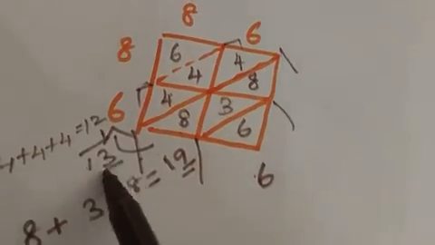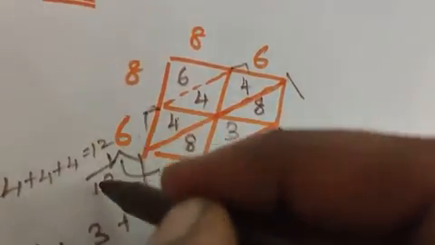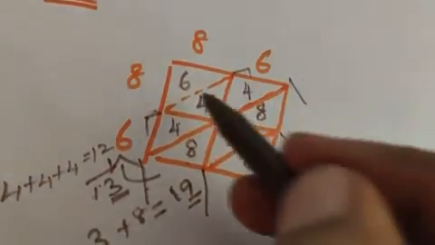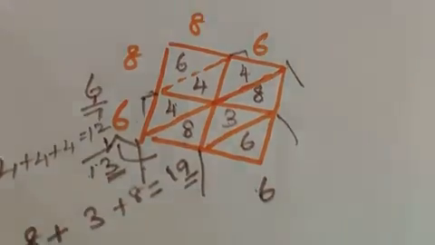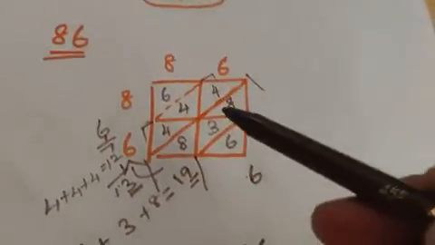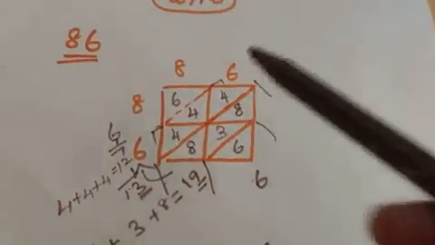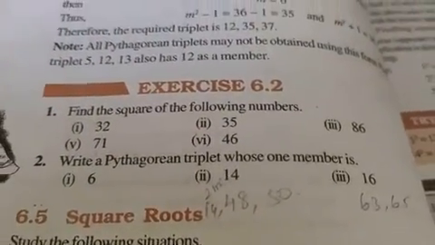Out of that 13, my unit place is 3. That 3 will be written right here, and 1 will be carried to the next diagonal. In the next diagonal it is only 6, so 6 plus 1 becomes 7. So 7396 is the square of 86. Right? I hope this is clear for you. Now you can solve question number 1, the rest of the questions, on your own using any one method.